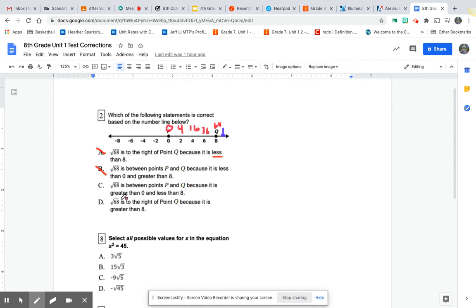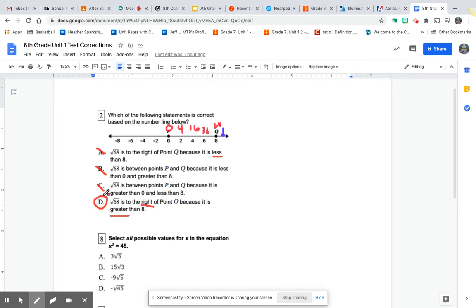Letter C, the square root of 68 is between points P and Q because it is greater than 0 and less than 8. Well, not quite, because we know that it's going to be over here to the right of the 8, or point Q. And then letter D, the square root of 68 is to the right of point Q because it is greater than 8. So this is my option here.